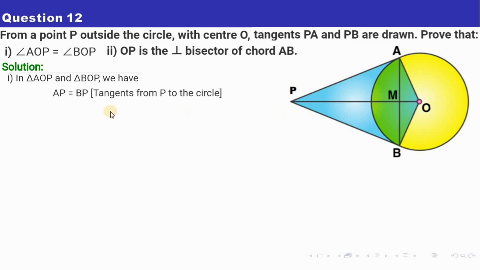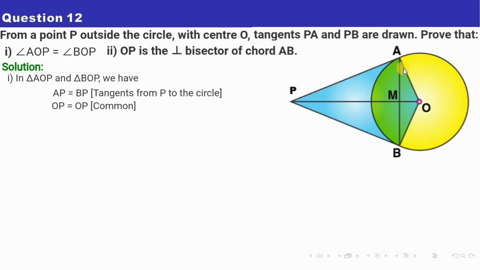So as I said, AP and BP will be equal because they are tangents from the same point P, which is lying external to the circle. So AP and BP will be equal to each other. In this triangle and this triangle, there's one side which is common to both, and that side is OP, isn't it? So we have OP equals OP, common to each other.